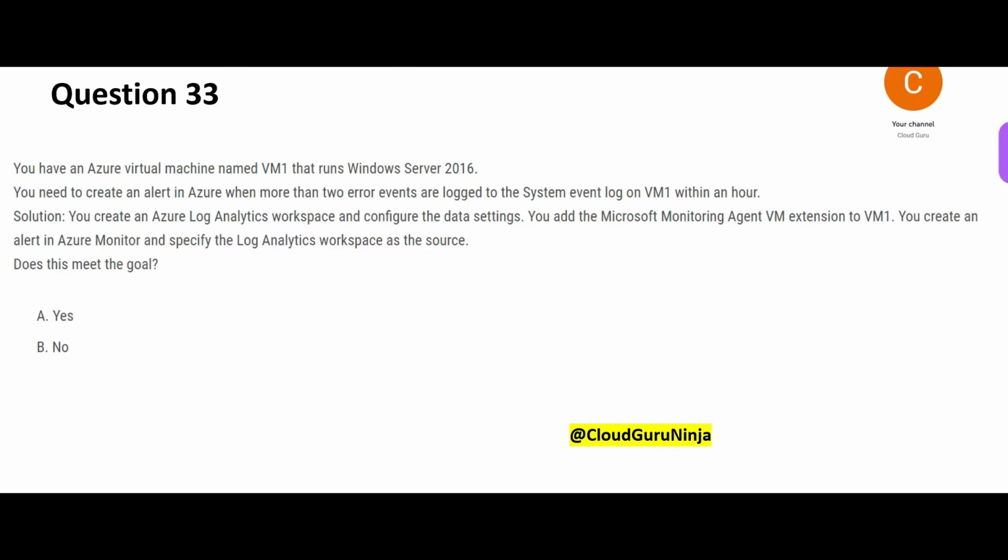So let us jump into this question now. You have a VM, and that VM is using the Windows operating system. There is a system event log on VMs, and if it logs more than 2 events, we should send alerts. They have also given you a solution. What you need to do is say if this would work. If yes, you click yes. If no, you click no. Such questions are common in the certification exams.